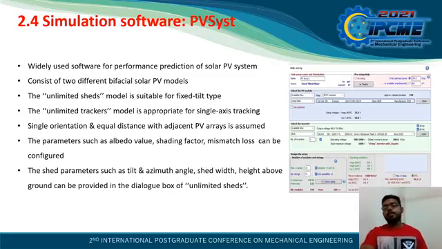At the same time, from previous studies, it is known that the results provided by this software for bifacial solar PV performance are almost equal to the actual performance. It is closely matching the actual performance. So we can give parameters like albedo value, shading factor, mismatch losses, etc. to the software. At the same time, other PV design factors like tilt and azimuth angle, shed width, and height above the ground can also be provided.